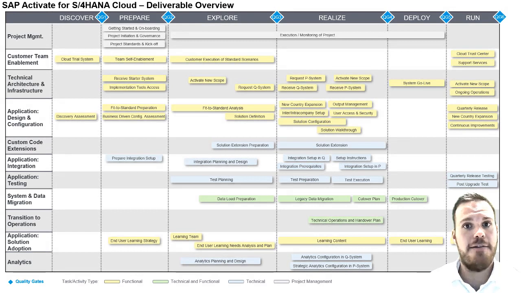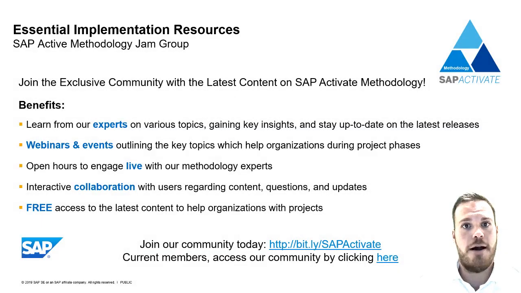And this is the high-level milestone plan for S/4HANA Cloud in the Roadmap Viewer. You will find this high-level project plan with all the phases and all the things you need to do in every phase on the website, and you can see any detail within the Activate methodology. I can also recommend to have a look at the Jam group for Activate methodology. Here you will have access to our experts, collaborate with other users, and see the latest webinars and events.